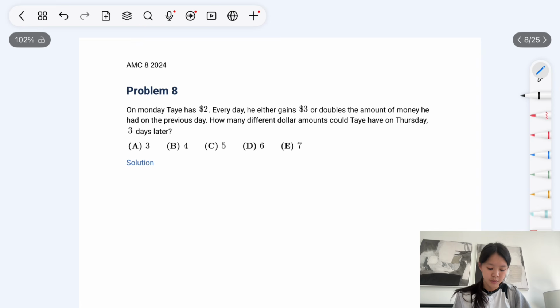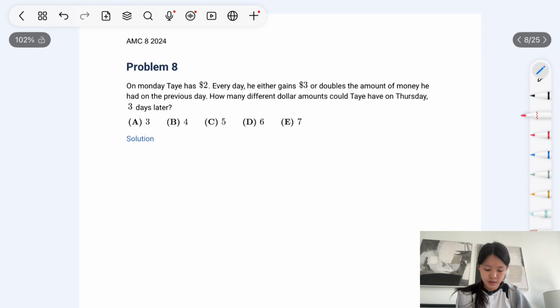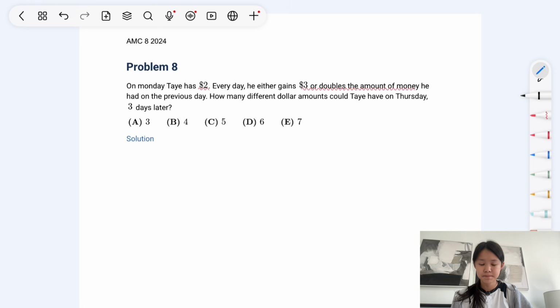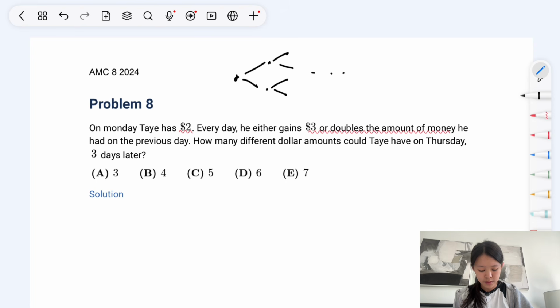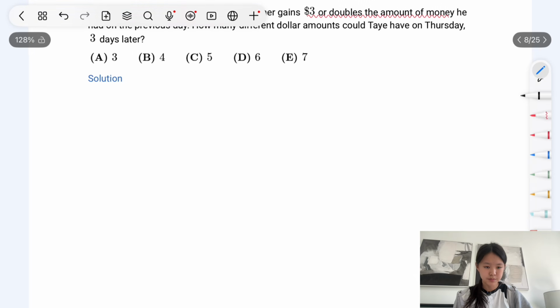Problem 8 tells us that on Monday, Tay had $2. Every day he either gains 3 or doubles the amount of money he had on the previous day. How many different dollar amounts could Tay have on Thursday, which is 3 days later? So when you're given these 2 choices, because there's not that many choices, we can just use a tree, a probability tree, where you would start on this day and then keep going until you have a certain number of possibilities, as shown above.